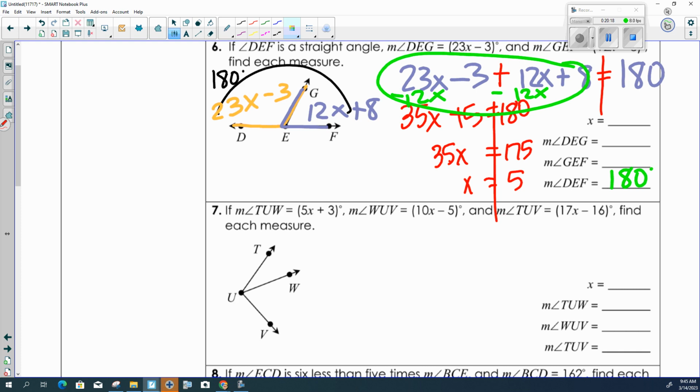Okay, Peyton, once you had x equals 5, how did you find DEG?